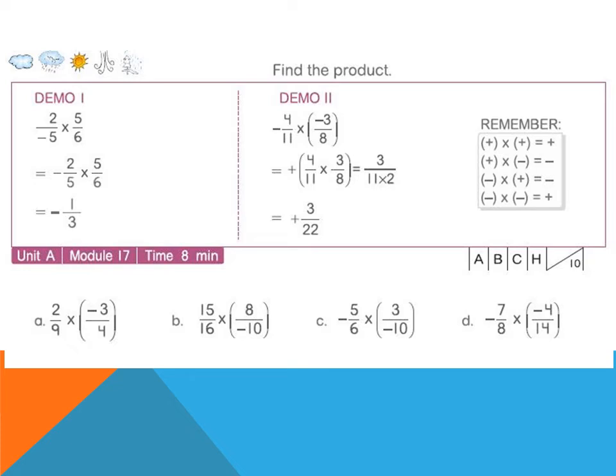Module number 17, we have to find a product. Look at the right hand side of the demo part. Always, if you multiply two positive integers, we will get a positive integer. If you multiply one positive and one negative, we will get a negative. If we have one negative and one positive and multiply it, we will still get a negative integer. If we multiply two negative integers, then only we will get a positive integer.